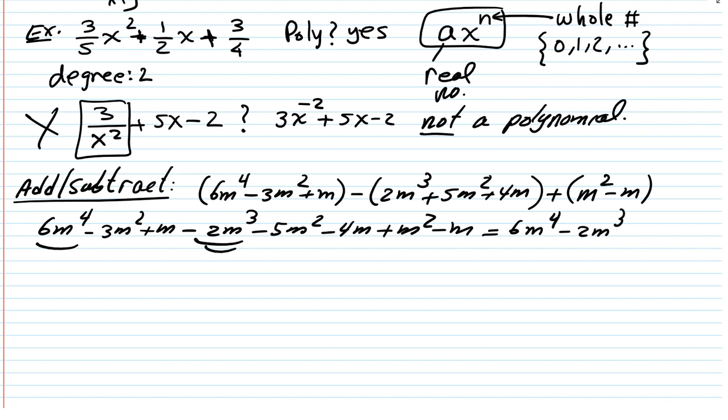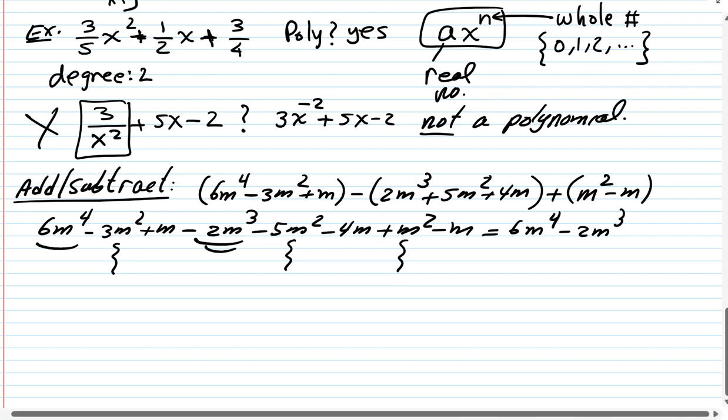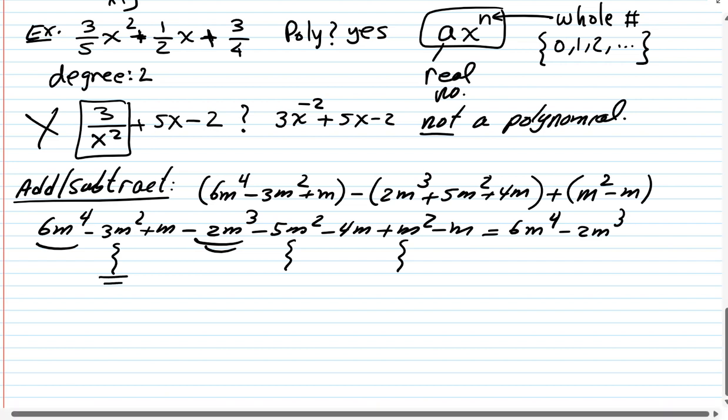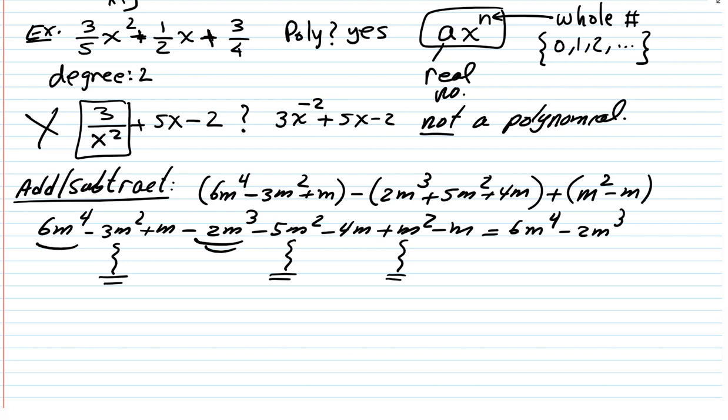Then we move on to second degree terms. That's this one, and this one. Okay, and these three like terms add to negative 3, negative 5, and 1. That's negative 8 plus 1, negative 7m squared. Once we have that, then the last one is just m, and m.